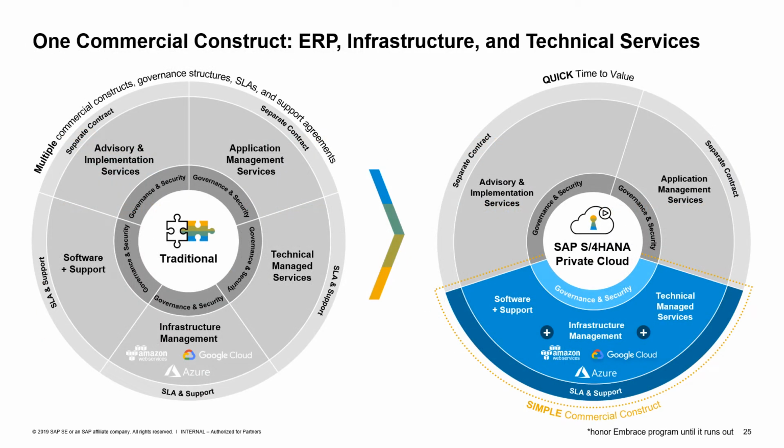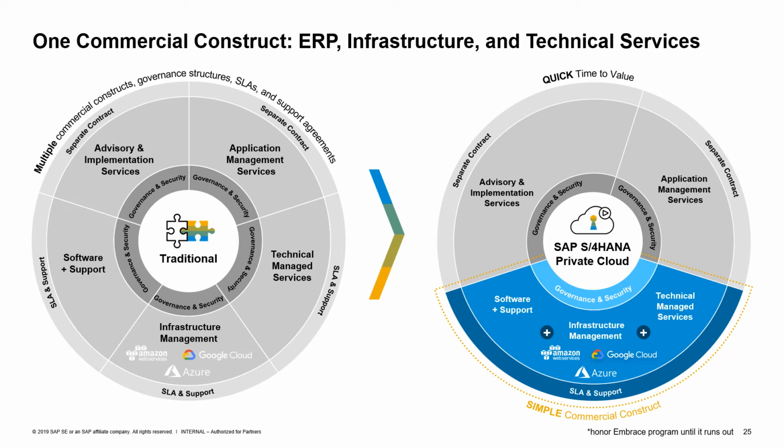Let's now take a look at the commercial construct, looking at the core ERP, the infrastructure, and technical services. On the left, you see a more traditional approach of how a customer might license for a cloud solution. You can see here all of the different components. There's separate contracts, there's separate SLAs, and the commercial constructs, there's many governance structures, there's multiple SLA support agreements, and so on. It gets very complex and hard for a customer to manage.